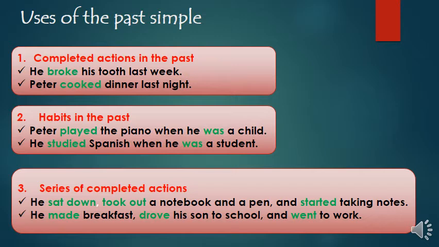In the second example, he made breakfast, drove his son to school, and went to work. So here also we have a series of completed actions: made, drove, and went. So these are the three main uses of the past simple tense.